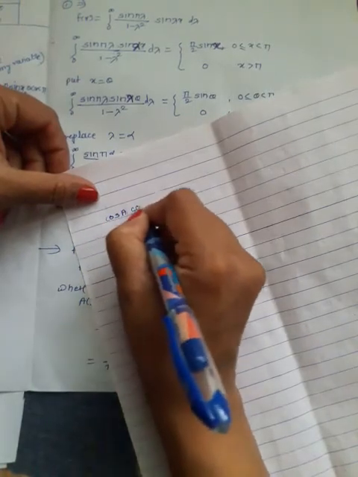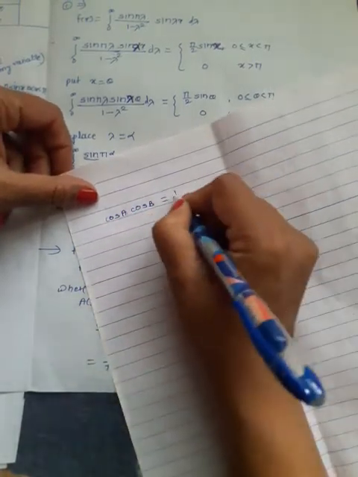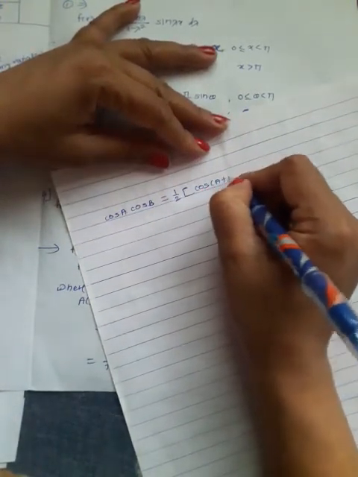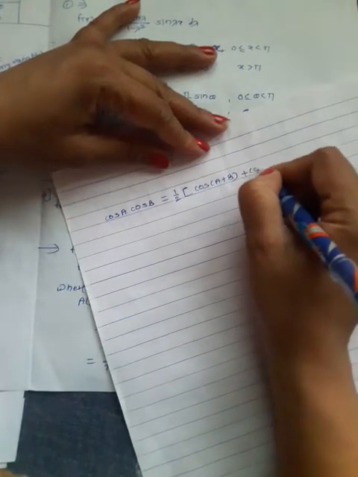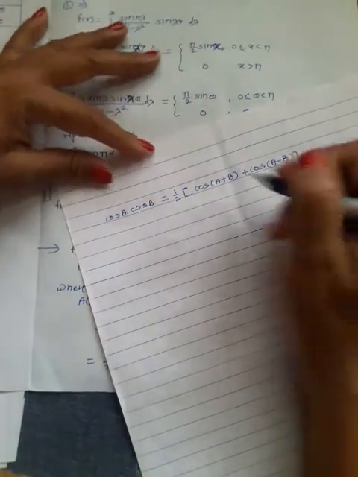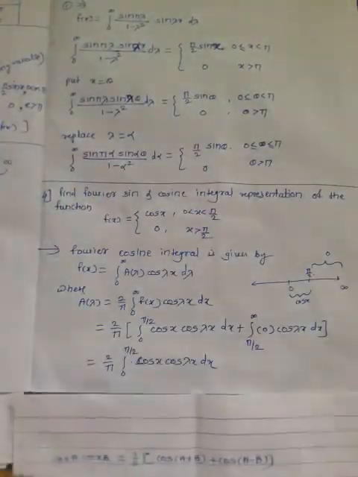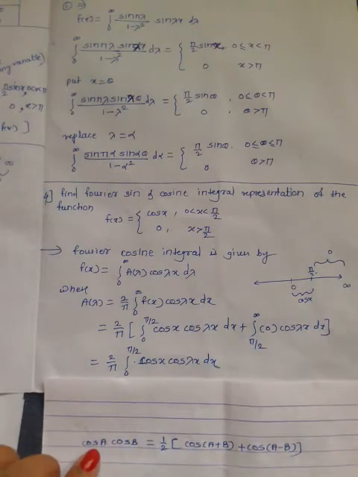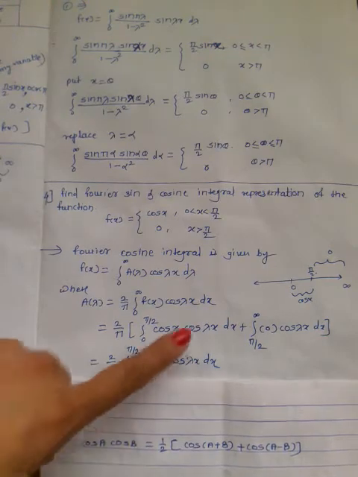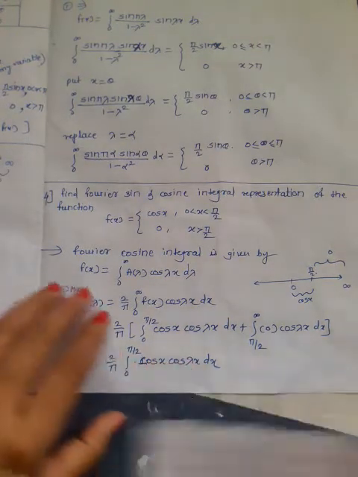Cos a cos b formula is half integration bracket cos a plus b plus cos a minus b. Okay, this is the well-known formula. Use this formula here. What do we get? What is a value? x. And what is b value? Lambda x. Okay, use this formula here.